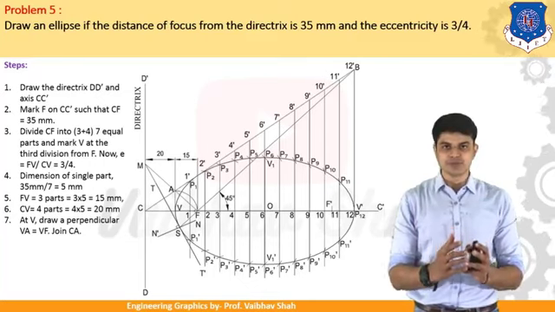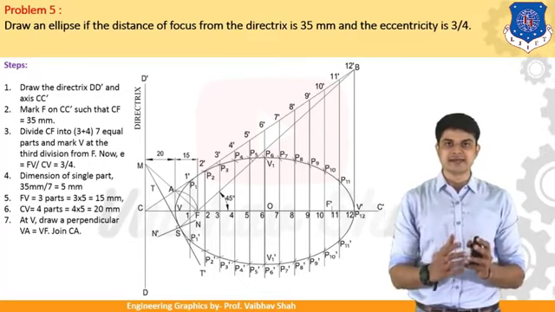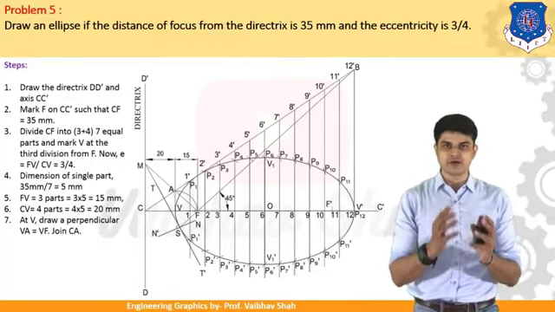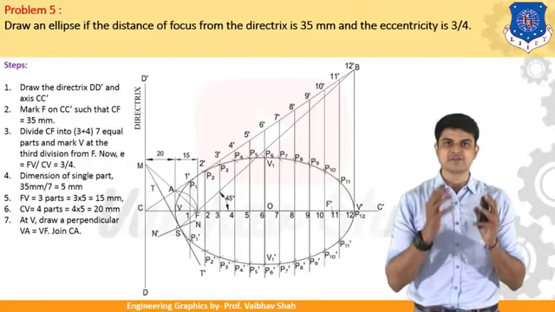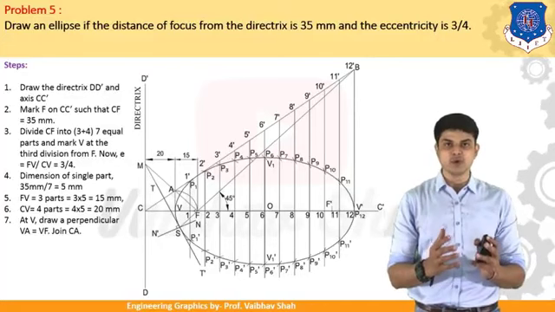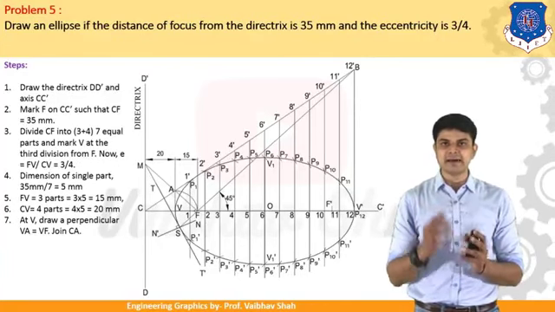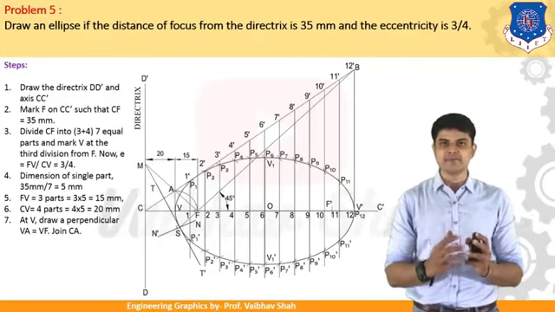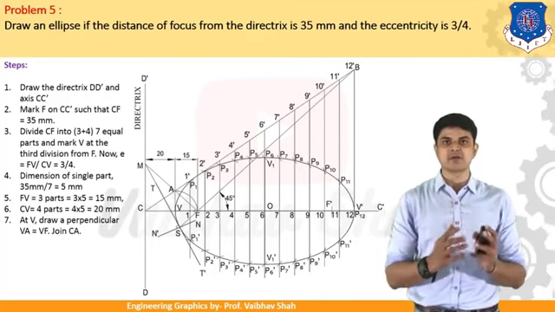So what we need to do? We know that we should divide this line into 7 equal parts. So for that, let us first find out the dimension of a single part. For finding out the dimension of a single part, let us divide 35 mm by 7. So you will be having 5 mm, which is the dimension of a single part on that line.